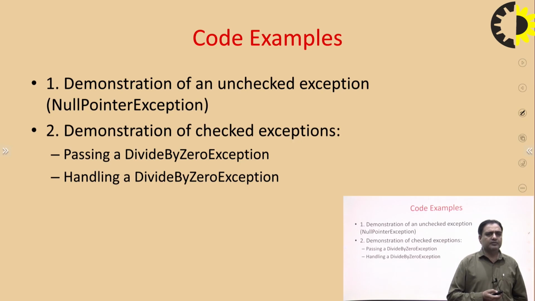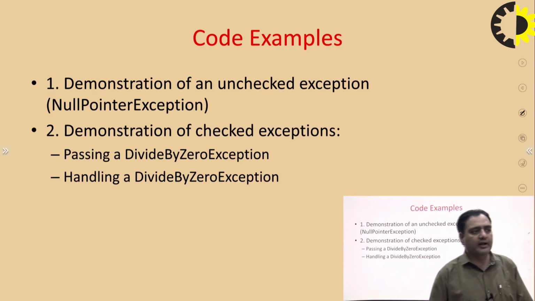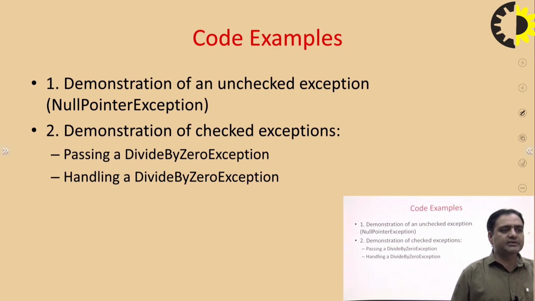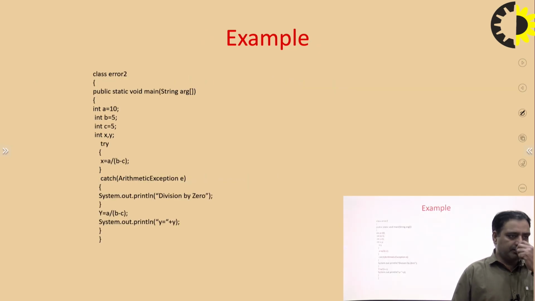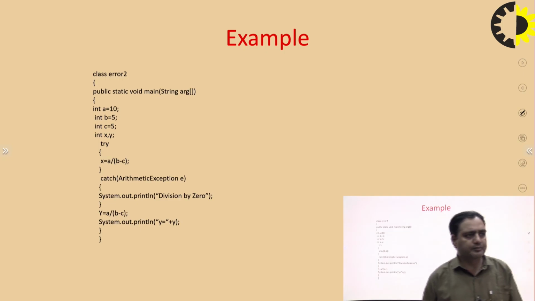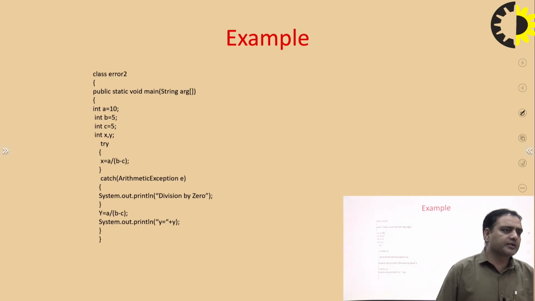So two categories are available: checked and unchecked. Null pointer exception is an example of unchecked, and passing a divide by zero exception and also handling a divide by zero exception are examples of checked. Here you can see the code. This is the same code as we have already discussed in the previous program. Consider x is equal to a divided by b minus c, meaning 10 by 5 minus 5, which means 10 by 0.